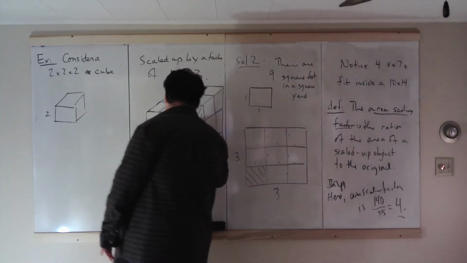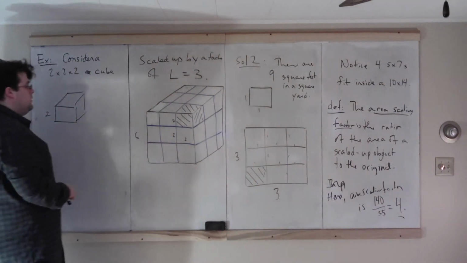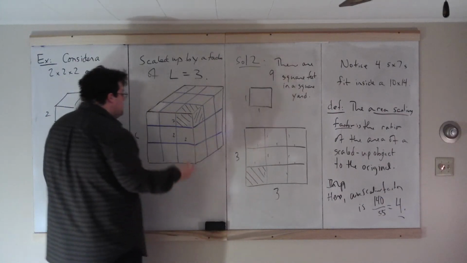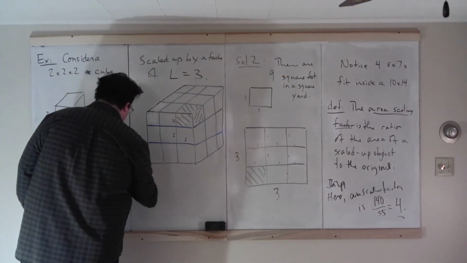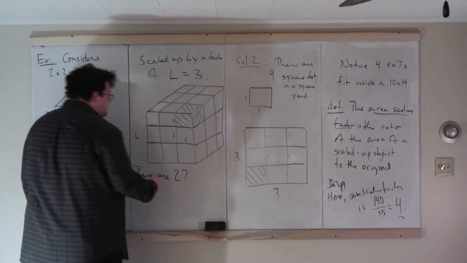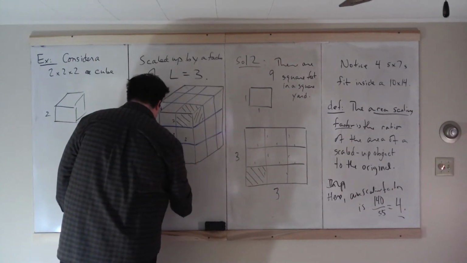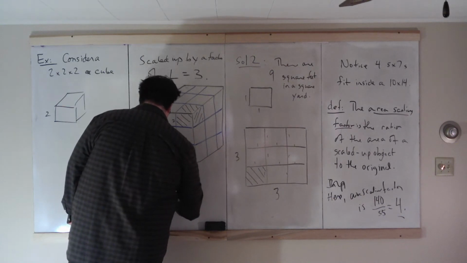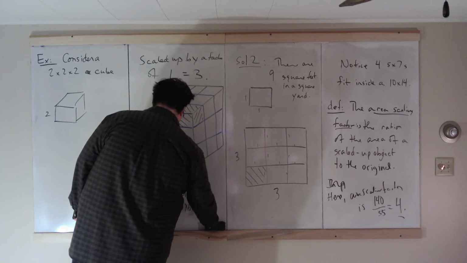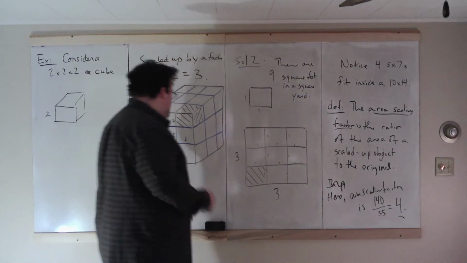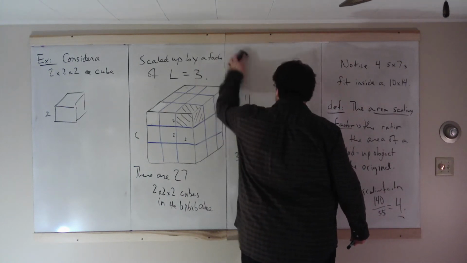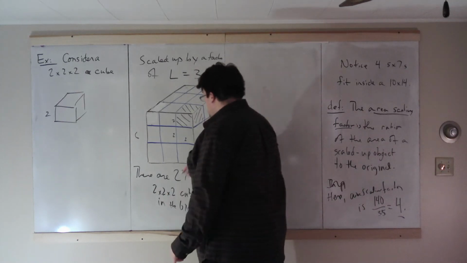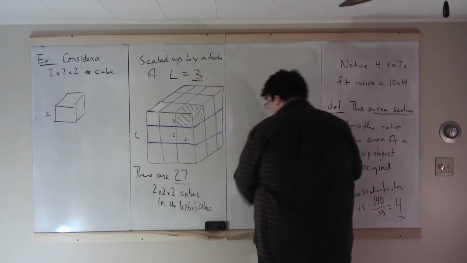Well, that's just going to keep happening for each of these 3 layers. So we have 9 2 by 2 by 2s, another 9, and another 9. So we'll notice there are 27, 9 times 3, 2 by 2 by 2 cubes in the 6 by 6 by 6 cube. There are 27. Well, our goal was to see if we could relate this number down here, 27, to our linear scaling factor of 3. Well, 27 and 3 are nicely related.